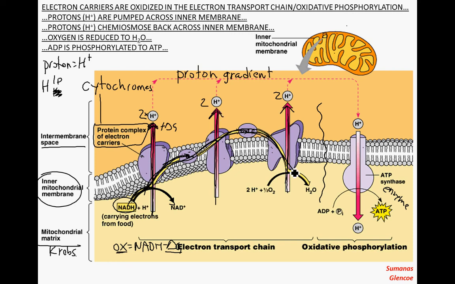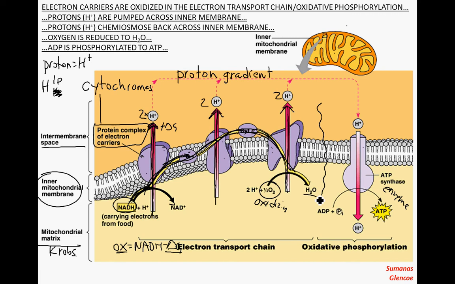At the end of the chain, what is accepting these electrons? What's accepting them is oxygen. You can think of these oxygen atoms as pulling the electrons off of that cytochrome there. Oxygen is extremely electronegative. This oxygen is going to be oxidizing this last cytochrome in the chain. And when it does that, it's reduced to water.